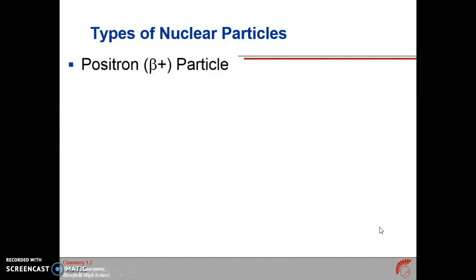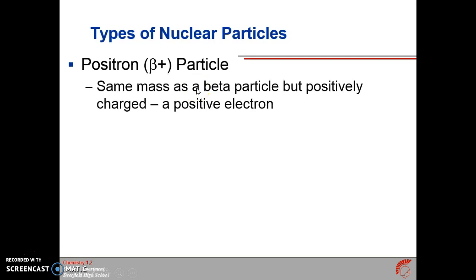All right, there's also something called a positron, which if you notice is also a beta symbol, but with a plus. That's because it is a particle that has the same mass as an electron, but a positive charge. So a lot of people refer to it as a positive electron.